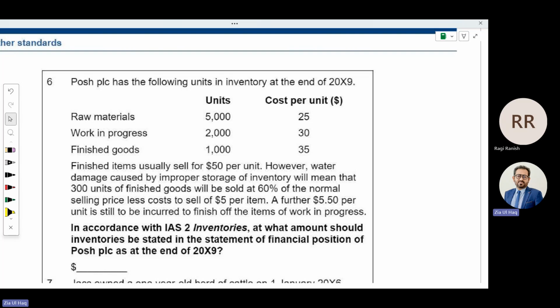So Posh PLC has the following units in inventory at the end of 20x9. Raw material 5,000 units and cost per unit is 25. Work in progress 2,000 units and cost per unit is 30. Finished goods 1,000 units, cost per unit is 35. Finished items usually sell for 50 per unit. Selling price of finished goods is 50 per unit.